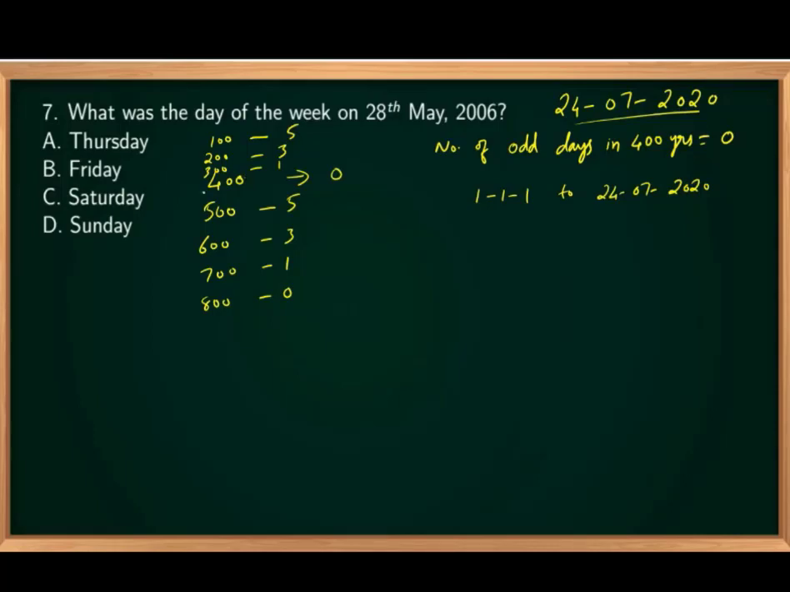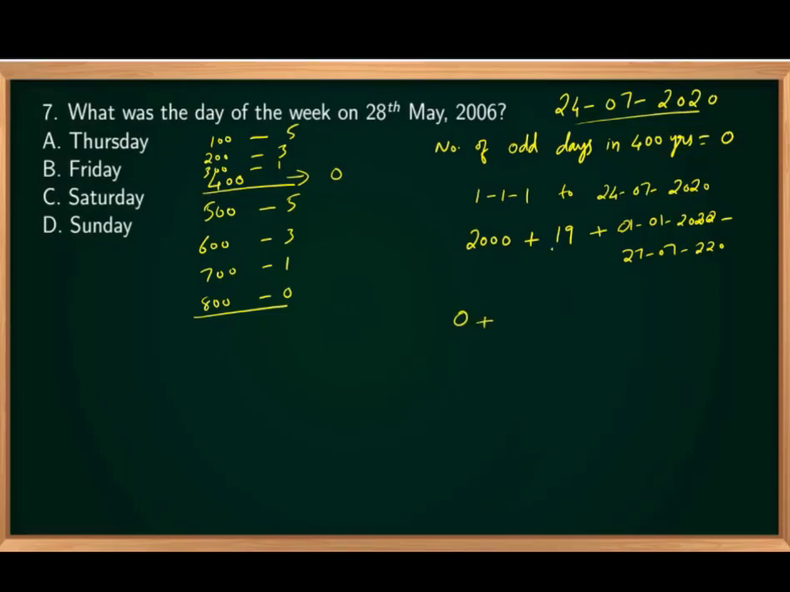So we know the multiple of 400 will be 0 only. So we can reduce this 2020 into 2000 plus up to 2019 December 31st, plus the remaining from 01/01/2020 to 24/7/2020. We have to find this number of odd days. So for 2000, it will be 0 odd days up to 2000.